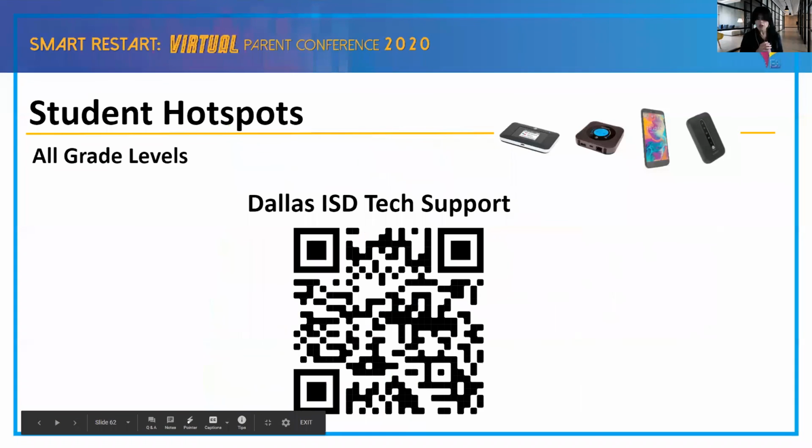They're asking about all students receiving a hotspot. I'm going too fast. So this is, again, one QR code that will take you to the Dallas ISD Tech Support webpage. It is a page for everyone. It has a button for parents, a button for students, and a button for teachers. This is where you will submit a ticket if you need tech assistance at any time.